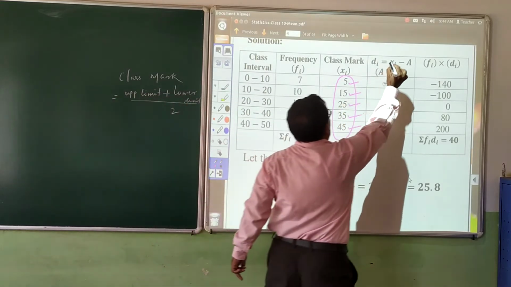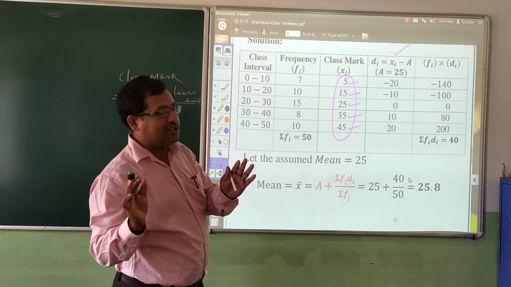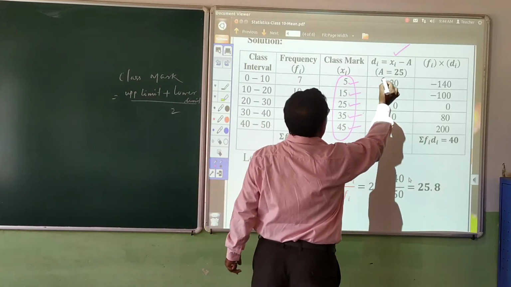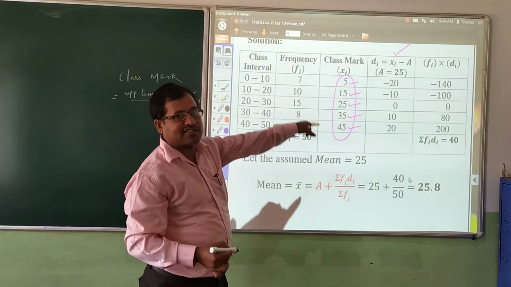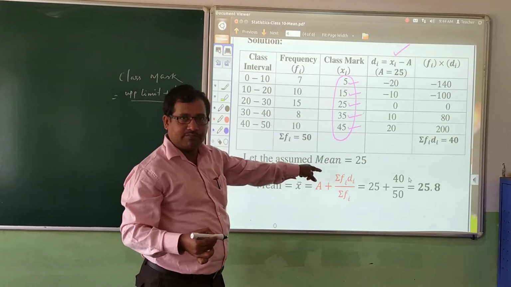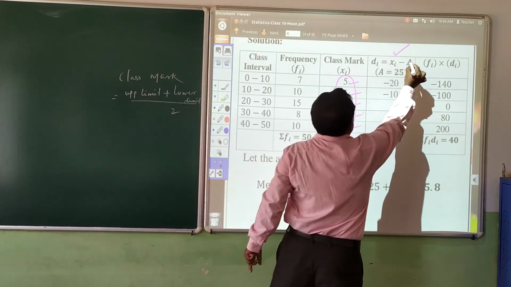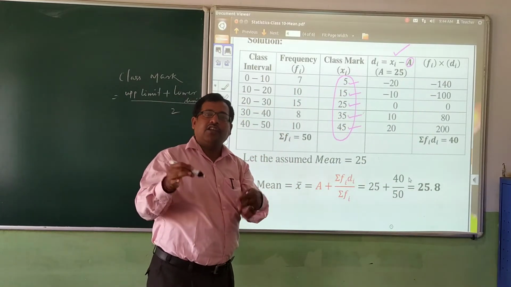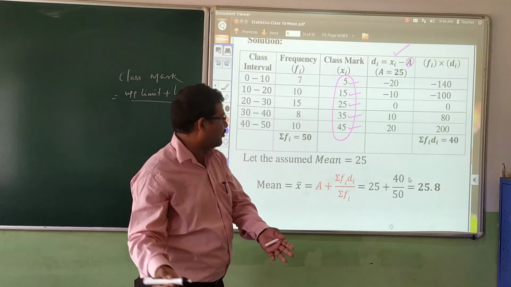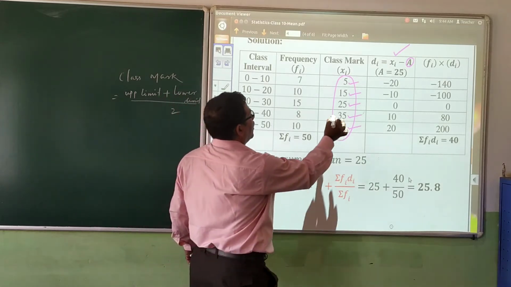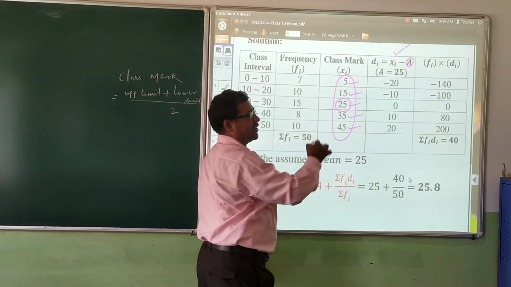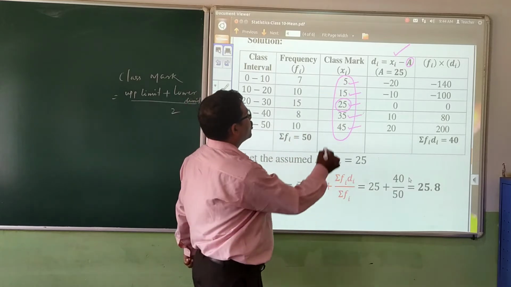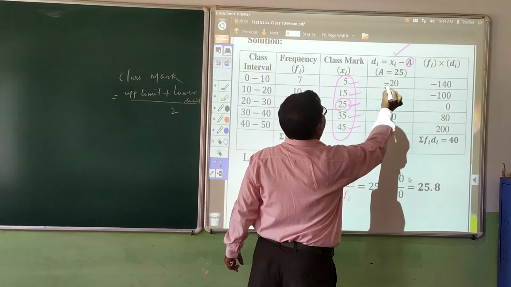Now this is the new column for you. You have to understand the meaning of this column. What you have to do in this column: you have to choose any one number from the class mark column, and that will be your assumed mean. Means we have to assume a mean. It may be the mean or not, but we have to assume. So better you take the middlemost observation of the class mark as the assumed mean. Suppose I take the assumed mean as 25.